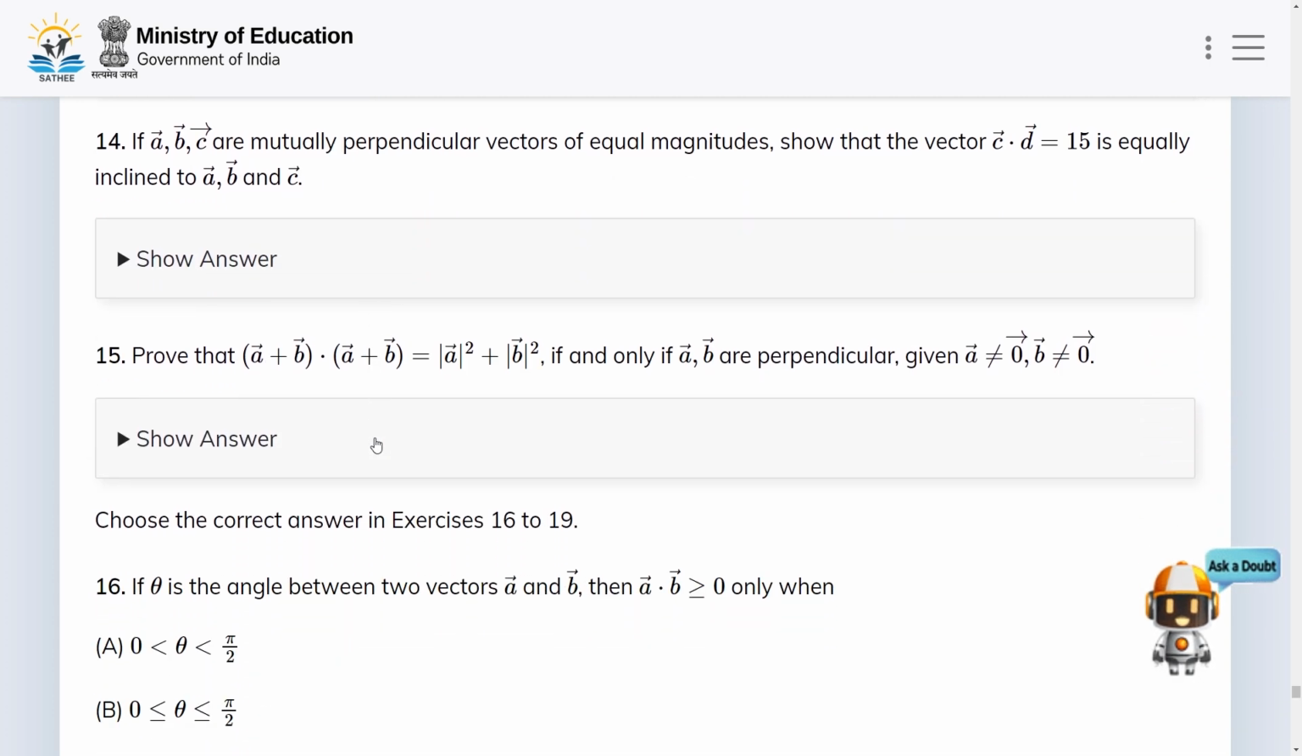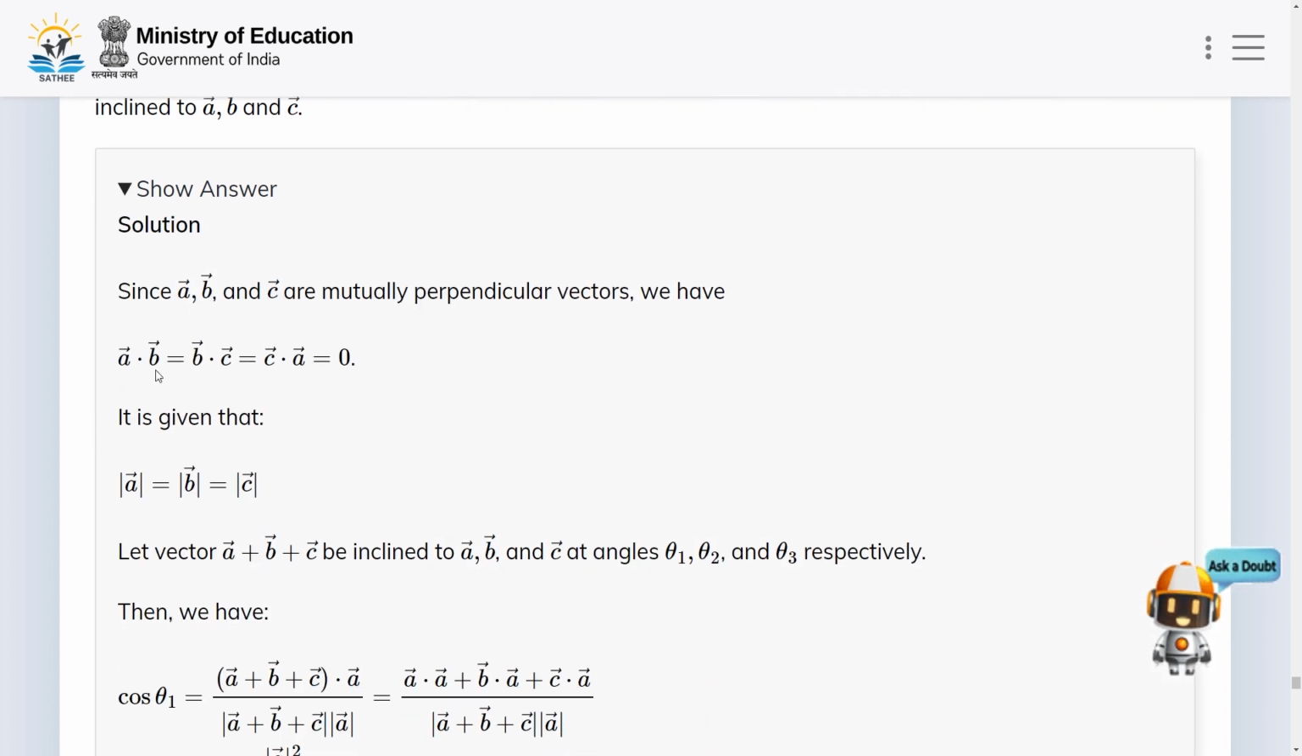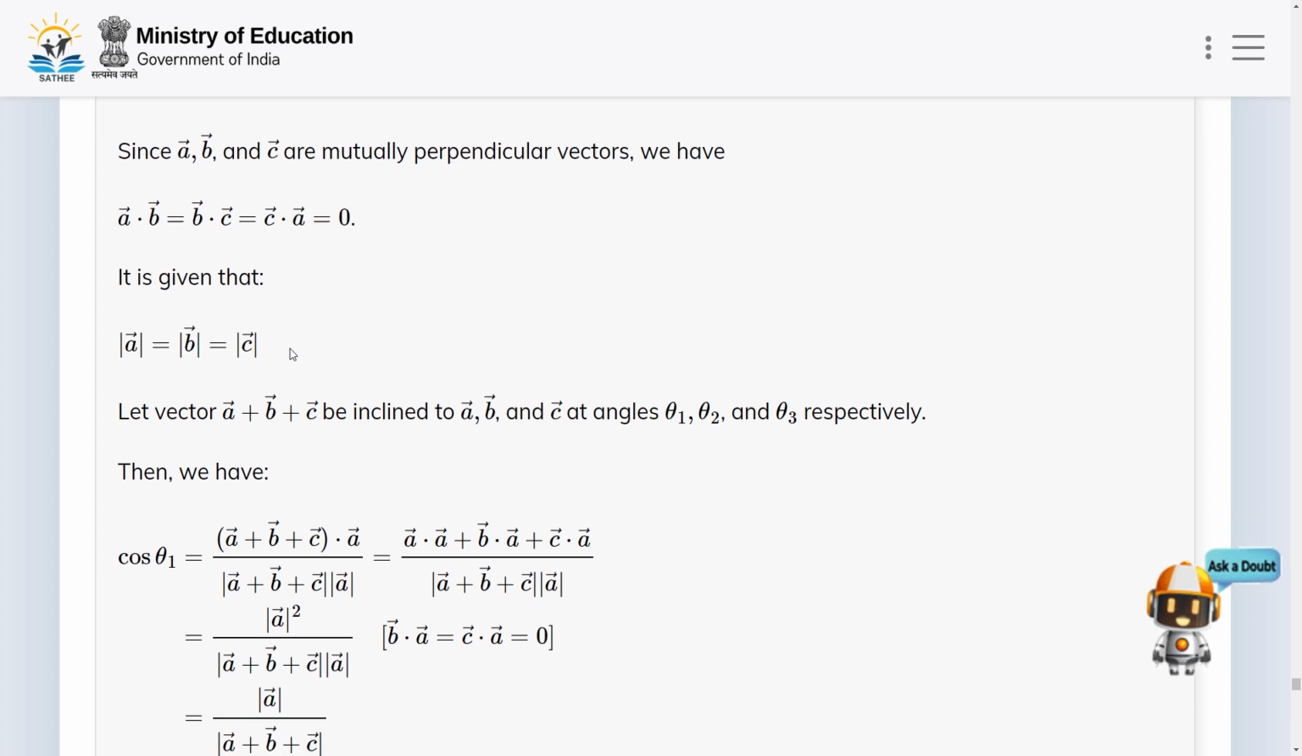Now 14th problem. If A, B, C are mutually perpendicular vectors of equal magnitude, show that the vector A plus B plus C is equally inclined to A, B, C. Let's see. So A, B, C are mutually perpendicular. This means the dot product will be 0. This means A dot B, B dot C, C dot A will be 0. And also given that their magnitudes must be the same. This means magnitudes of A, B, C are all the same.